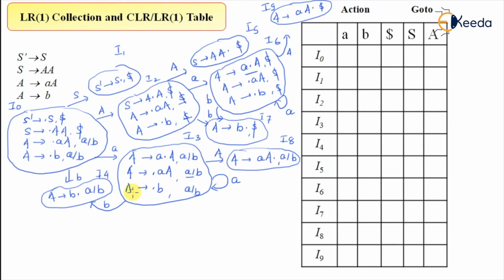Now we are done with this CLR1 collection. Space was a bit less, but still we are able to manage it. I hope it is clearly visible to you what exactly is happening in this. So now we got our states I0 to I9.